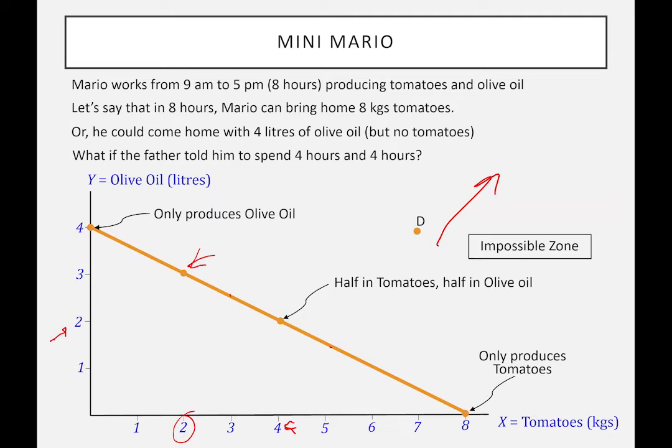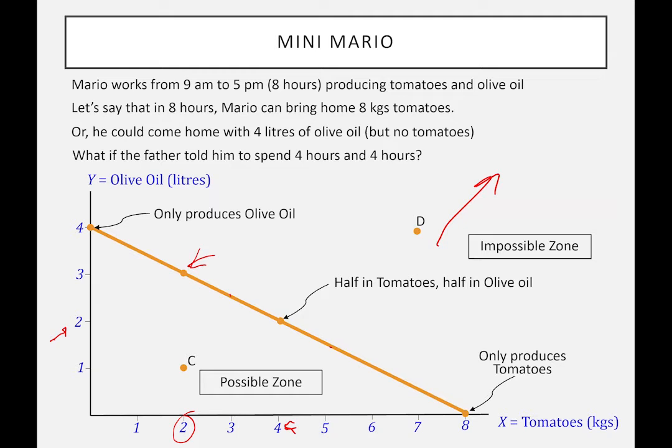If, on the other hand, his father asked him to produce at point C, for example, that means to say he comes back with 1 liter of olive oil and 2 kilograms of tomatoes. Well, he could do that, again, the way I've set this little model or theory up. So that means anything in the triangle at the bottom here is a possible zone. This is where something he could do it is possible.